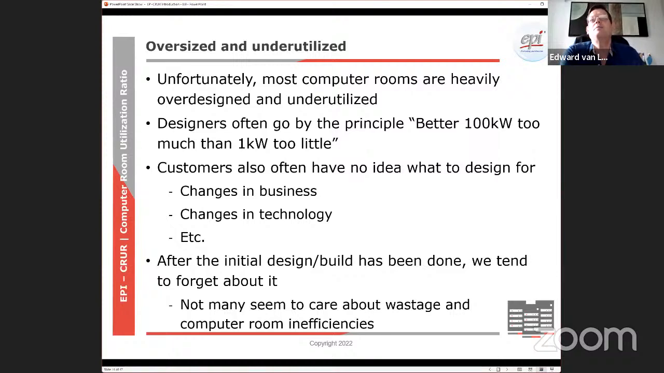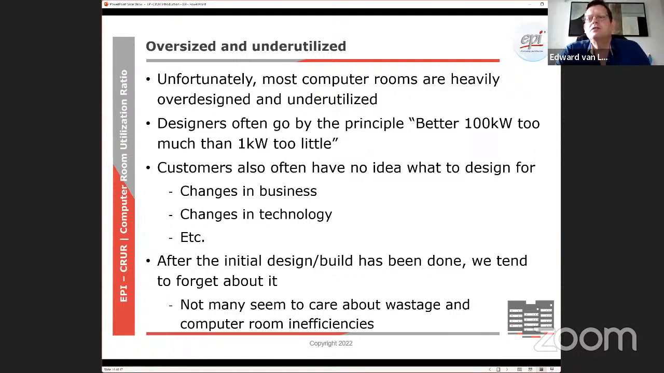And this is what happens in the industry. A lot of people over-design. The other problem is, of course, that customers typically also don't know exactly what they need today and in the future, because business is changing, technology is changing. Some technology will create more power consumption, some will reduce the power consumption. And of course, with a lifespan of data centers typically between 10 to 20 years, it's very hard to predict the future. So all these things will be quite troublesome.